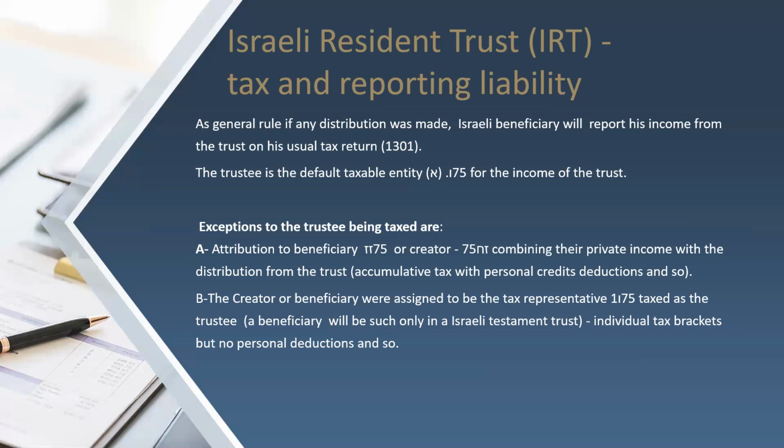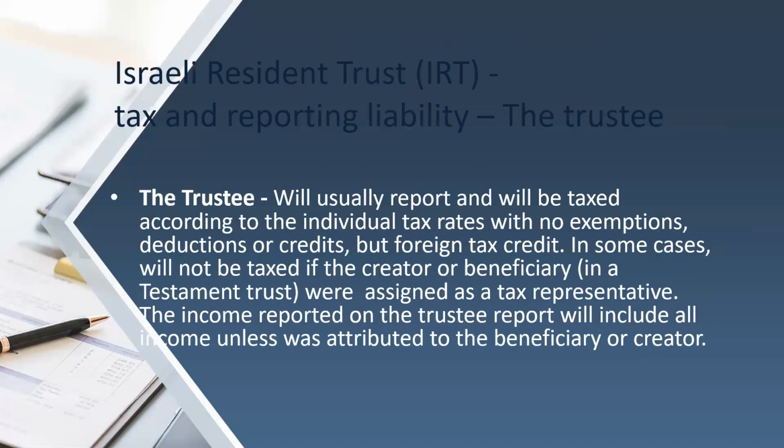So there are some exceptions to the trustee being taxed. The first one is attribution to the beneficiary or the creator, combining the private income with the distribution from the trust. That means this is a cumulative tax with personal credits and deductions and so forth. The second exception is when the creator or the beneficiary are assigned to be the tax representatives, and they are taxed as if they're the trustee. Beneficiary will be such only in an Israeli testamentary trust. Individual trust brackets are applied and no personal deduction and so forth.